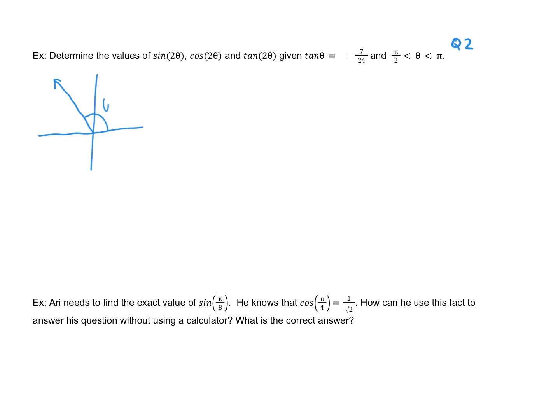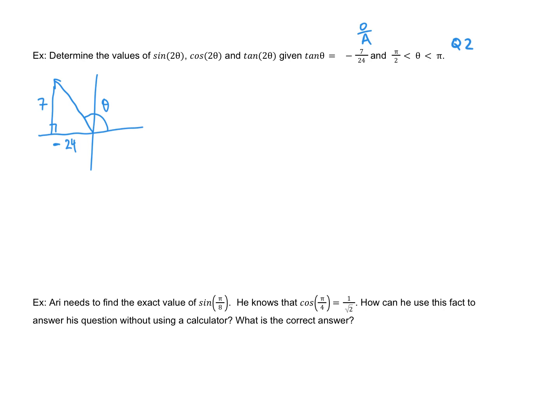So here's theta. There's my terminal arm in quadrant 2. And I'm just going to create a triangle out of this. We know tan is opposite over adjacent, which means opposite to our angle, we should have 7, and adjacent is 24. Now that negative, logically looking at the quadrant we're in, should go with the 24, because 24 is on the negative x-axis. 7 is on the positive y-axis.